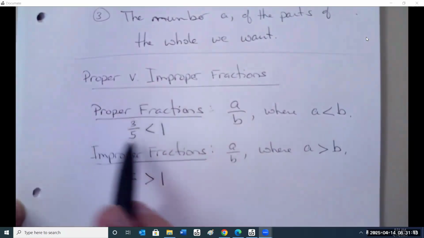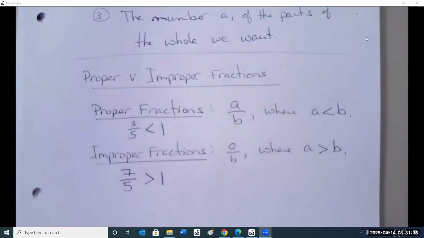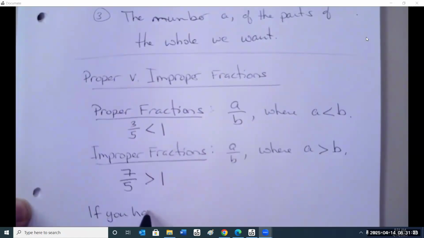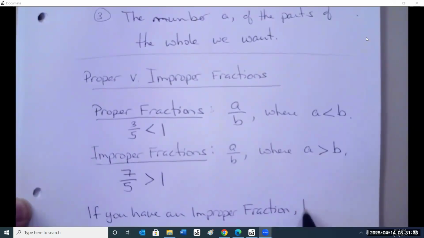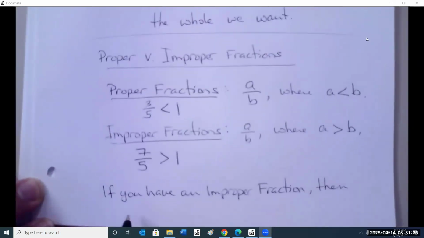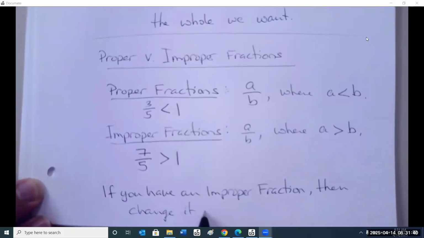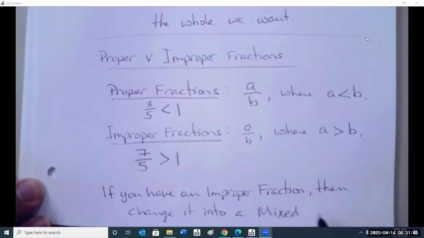If a number is a proper fraction, leave it alone. If you have an improper fraction, then change it into a mixed number.